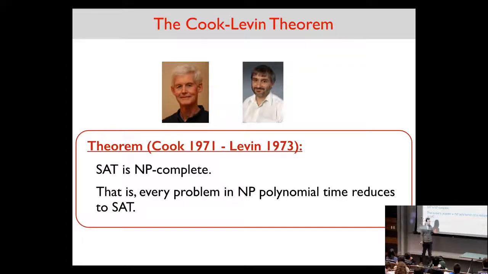At the time, there was limited communication between Russia and the United States, so they weren't really aware of the results of each other, but they basically proved this independently in the early 70s, which is quite an astonishing fact.